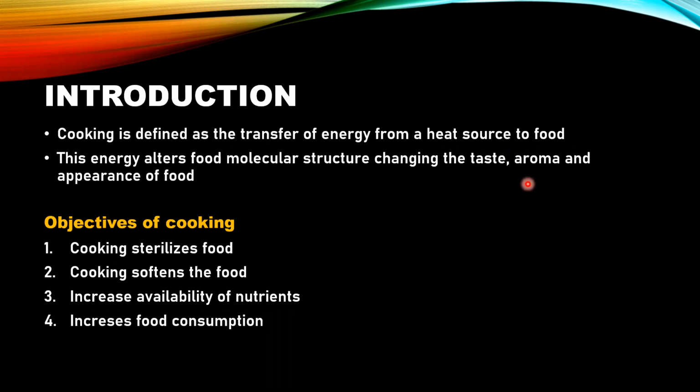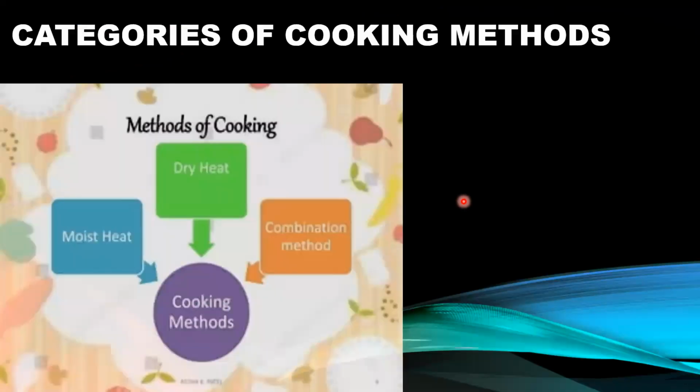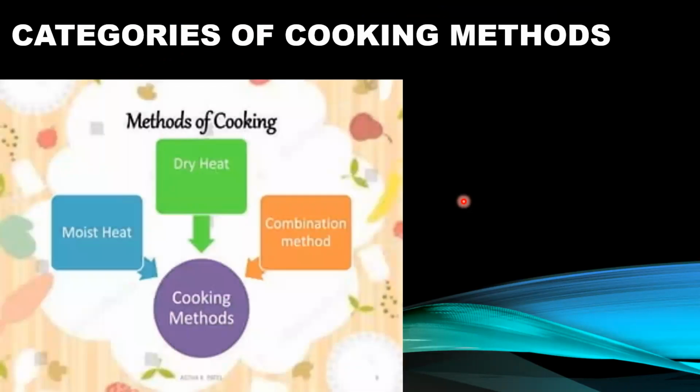Our objectives: number one, cooking sterilizes food. Cooking softens the food. It also increases availability of nutrients and increases food consumption. So the different methods of cooking: one is dry heat method, two is moist heat, and number three is combination method.